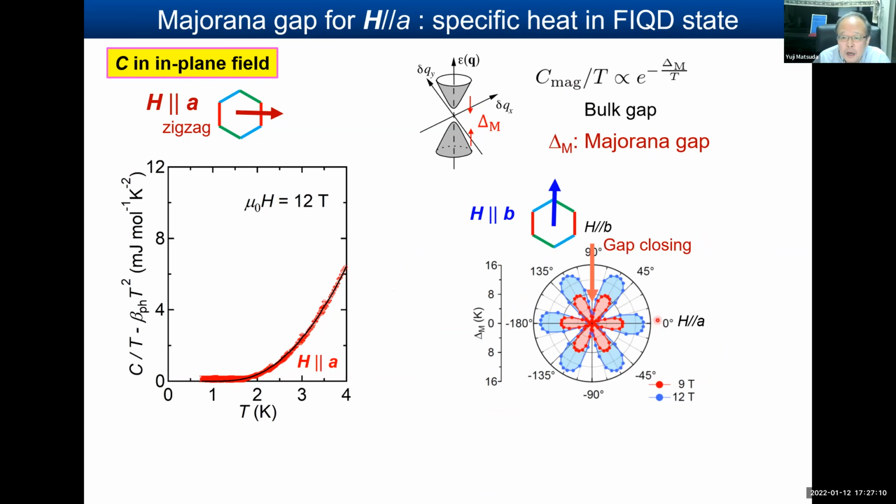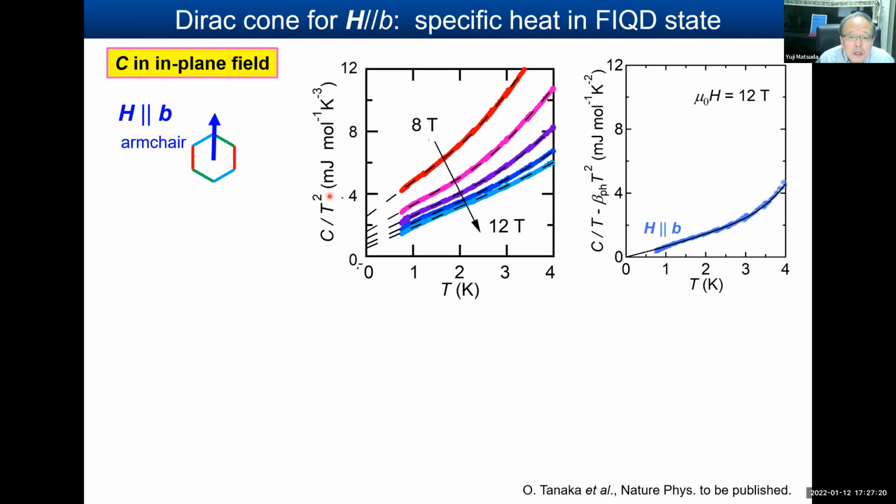In the magnetic field applied parallel to the b-axis, gap closing occurs. So let me discuss the magnetic field parallel to the b-axis. This is the raw data of the specific heat in a magnetic field applied parallel to the b-axis, C divided by T squared plotted as a function of T. What is important is that this data has a finite intercept at T equals zero. This indicates the specific heat has a component proportional to T squared.